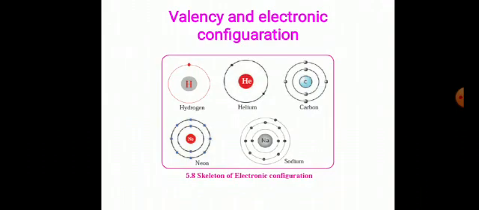Today we are going to understand the concept of valency. There is a general relationship between the valency of an element and its electronic configuration. Valency means the number of chemical bonds formed by an atom. And generally the valency of an element remains constant in its compounds.